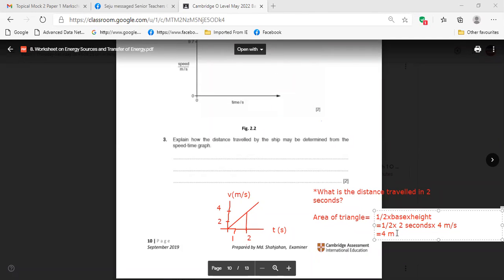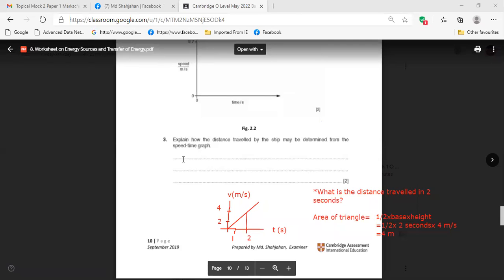So from this expression, what can we understand? We can understand if we take the area under the speed time graph, that is giving us distance, right? Isn't it? Yes, sir. So it is the proof. The unit is giving us the proof that the area under the speed time graph is giving us distance, right? Yes, sir.